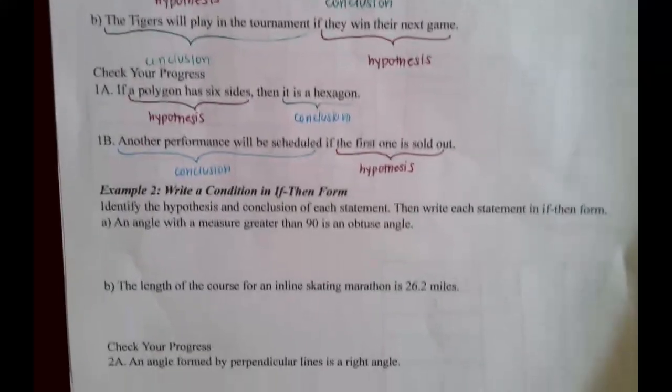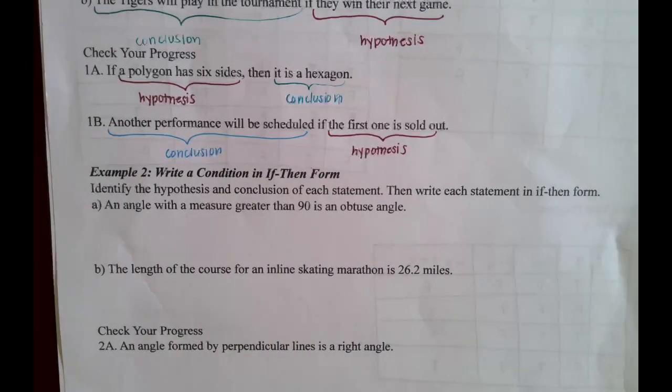So next is example 2. We're going to write the condition in if-then form. We're going to identify the hypothesis and conclusion of each statement, and then write each statement in if-then form. Okay. So let's take a look here.